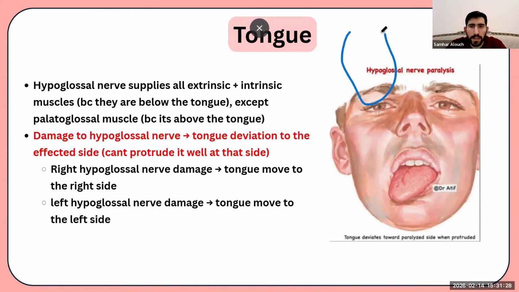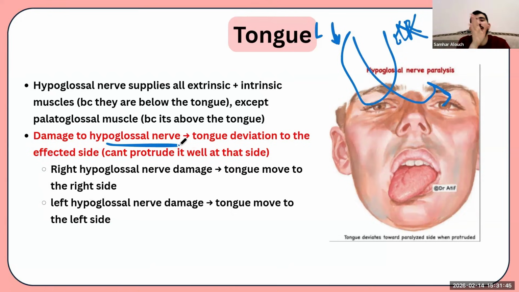So here is the tongue, and here are the muscles, and here is the hypoglossal nerve from both sides. This, let's say, the left side, and this the right side. If I damage the right side, I can't push, so the tongue will be deviated like this. And so, if we have damage on the hypoglossal nerve, the tongue will deviate to the side of the damage. So, damage to the right side of the hypoglossal nerve will push the tongue to the right side.